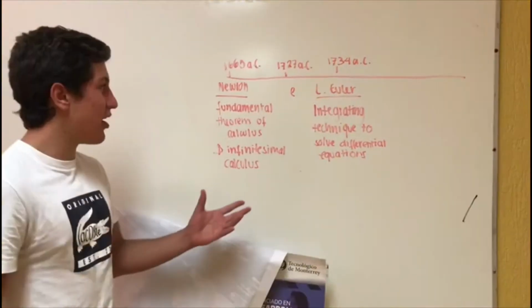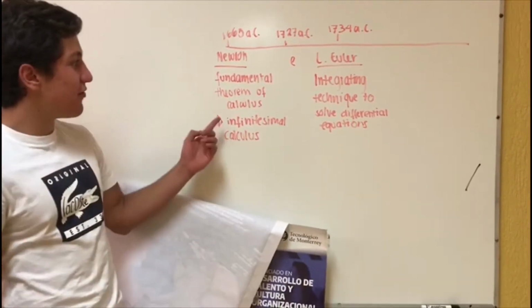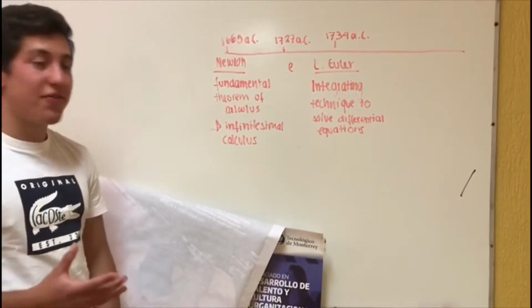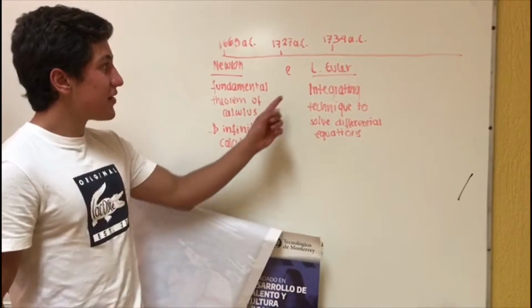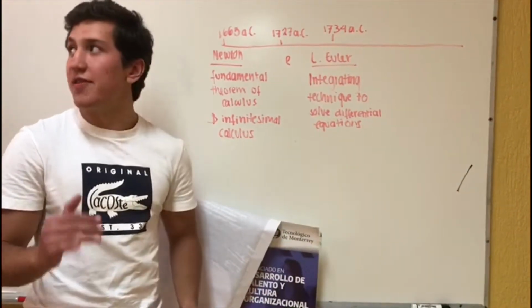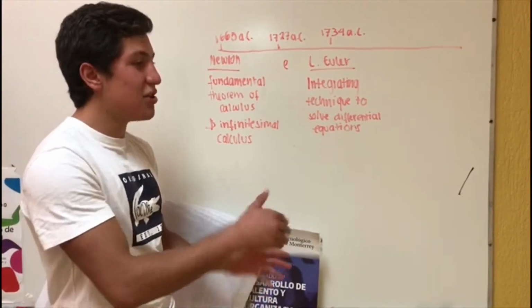We come to the modern era of maths. Here with Newton with the invention of calculus, with the fundamental theorem of calculus and infinitesimal calculus. He also developed some physics, and then Euler developed number e and also integration techniques to solve differential equations of the first degree. That's all, and then we take a part to the contemporary math, the part we are in right now.